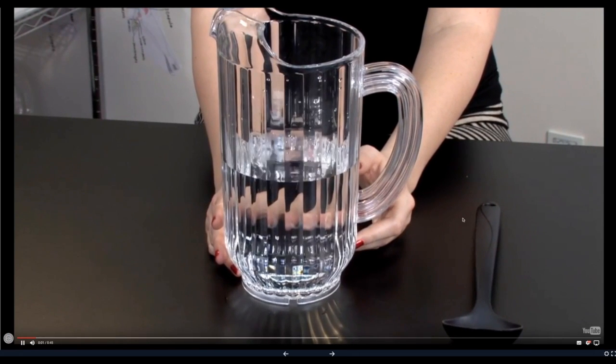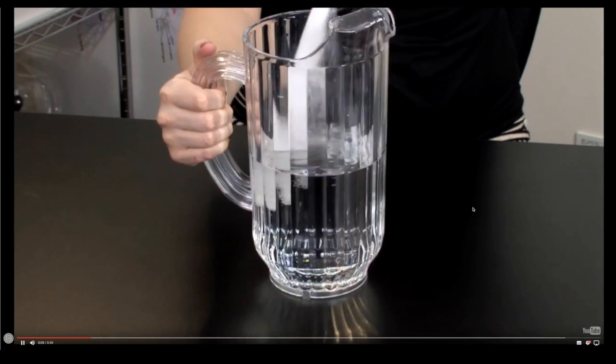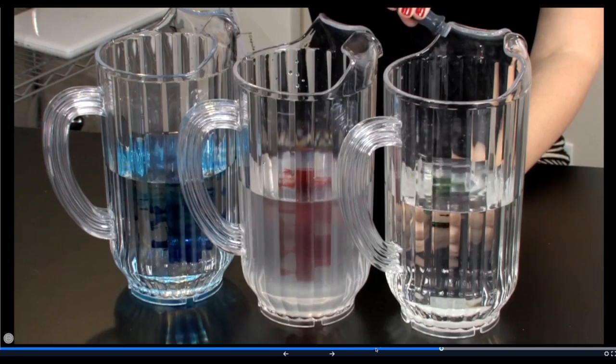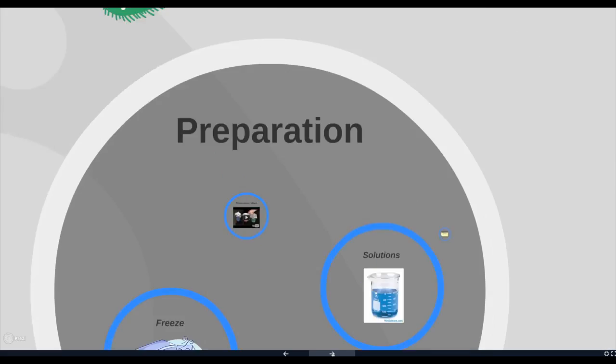Prepare a pitcher of the following solutions: fresh water, salt water, and sugar water. You may want to add food coloring so you can see the difference.